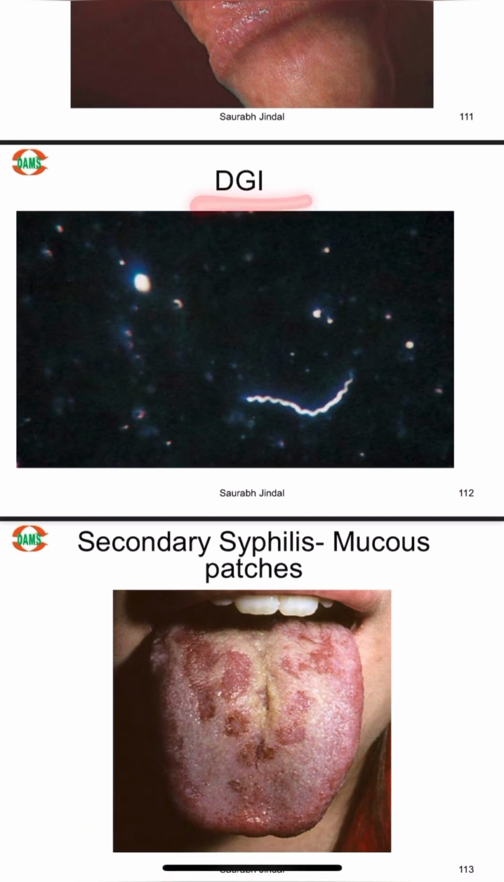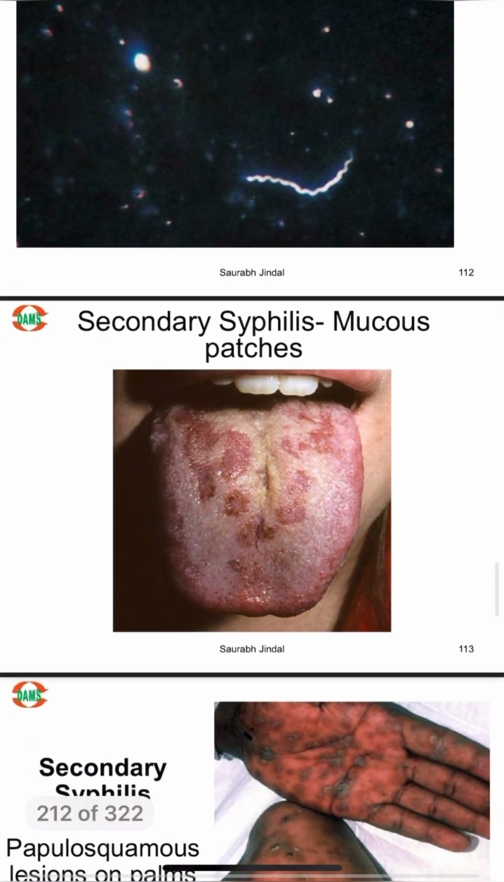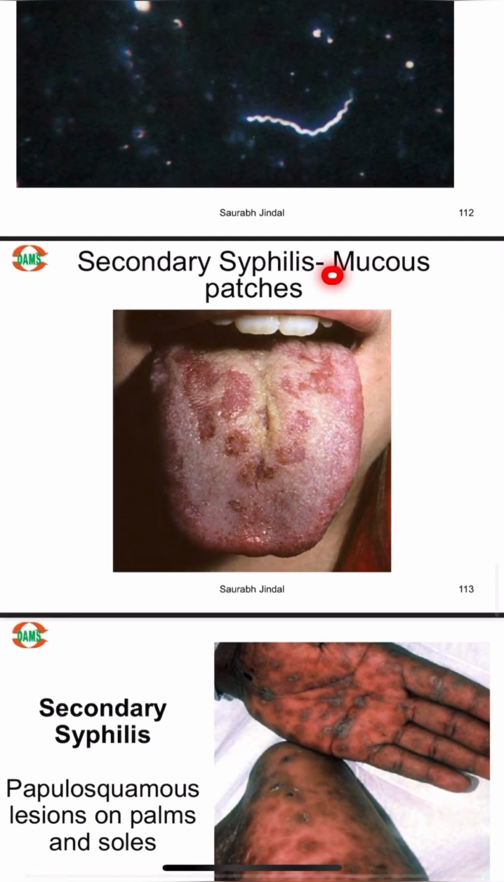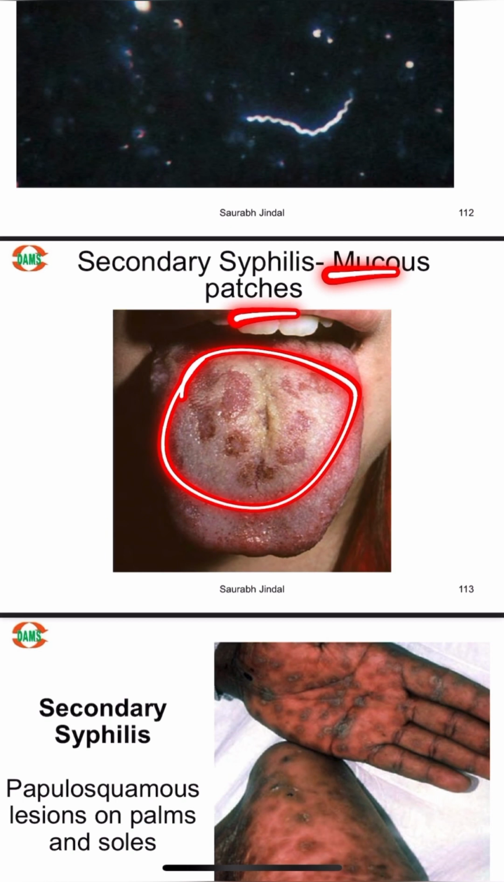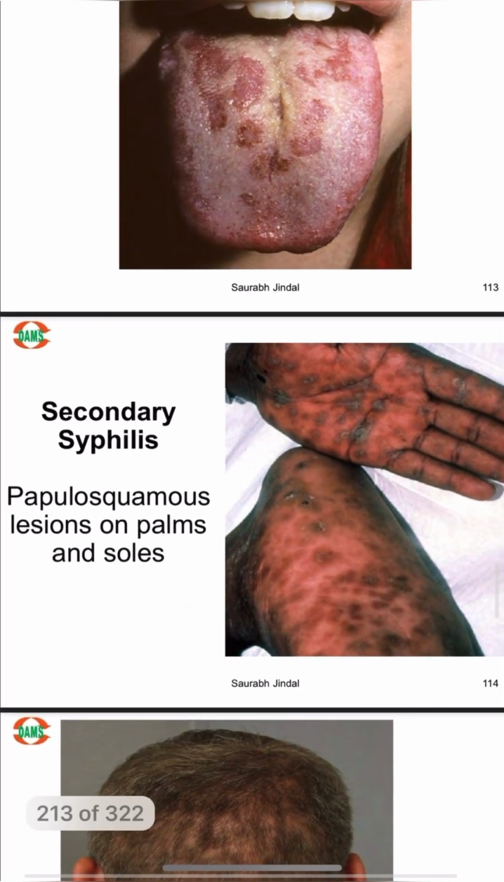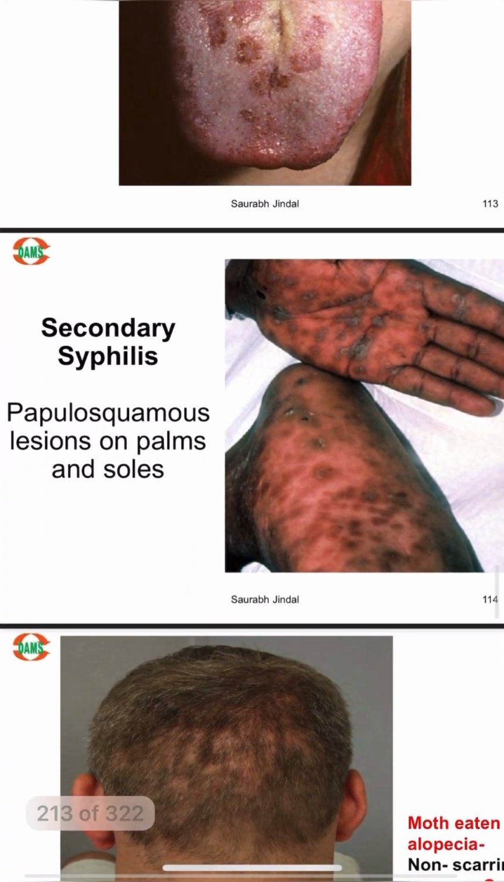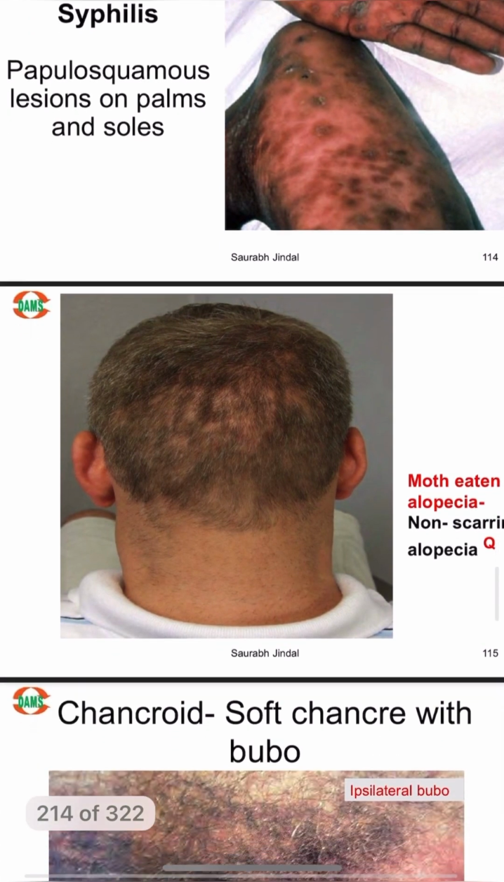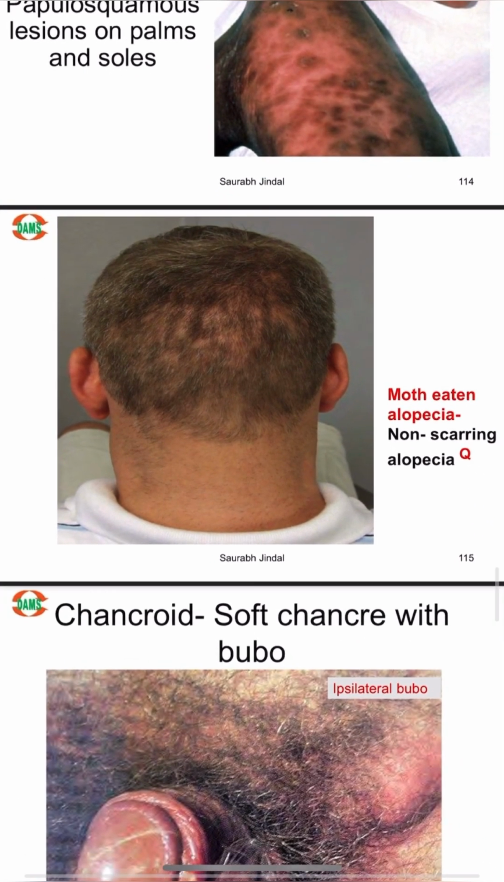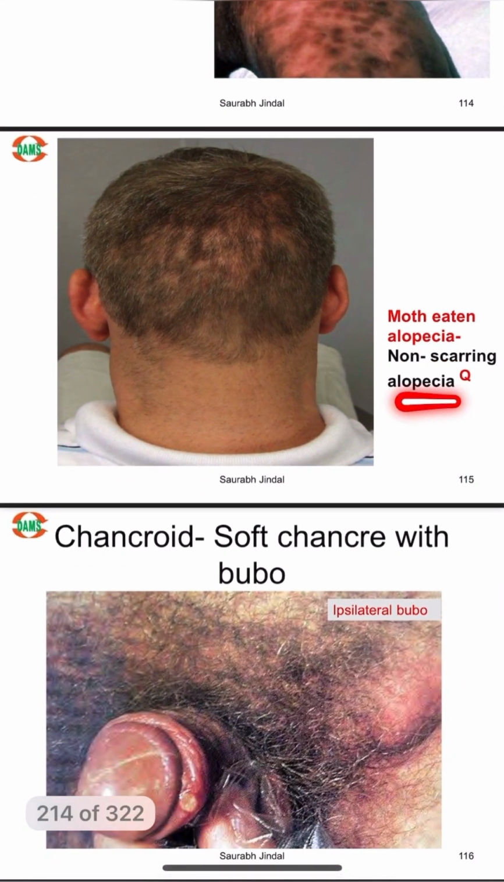Dark brown immunofluorescence. Treponema pallidum seen. Secondary syphilis, mucus patches seen. Papulosquamous lesions on palms and soles in secondary syphilis. Moth-eaten alopecia, non-scarring alopecia seen.